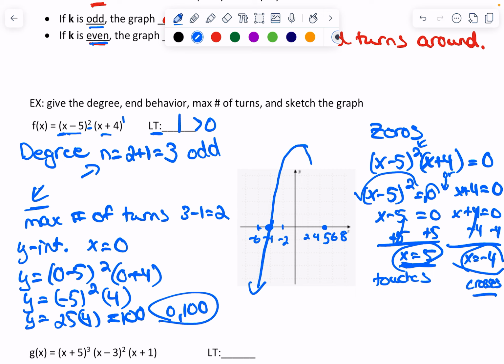Again, at x equals 5, it touches and turns around. So it comes down, touches, and turns around. And look at our endpoints. The ends are going where they're supposed to be, one to the left and one to the right, which we figured out over here. So that's our sketch for this graph.